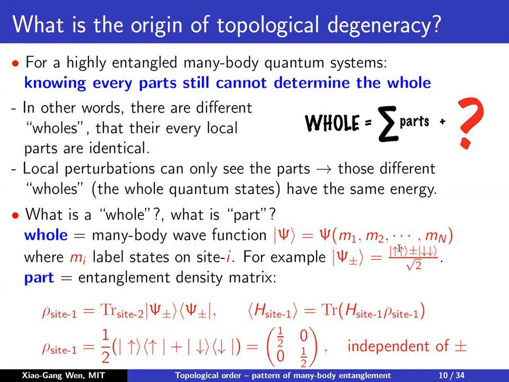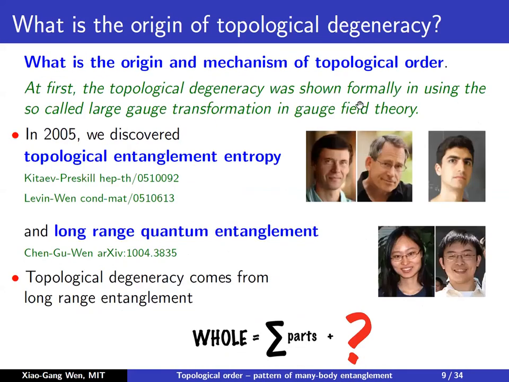Sorry, Xiao-Gang, there is a question in the chat. Someone asked, what is the large gauge transformation to show topological degeneracy? Okay, this is something I tried to hide. Because at the beginning, we didn't have this understanding of entanglement. We didn't know about the parts and the whole, and why understanding every part still doesn't give us the whole. So then how do we show there's a topological degeneracy?